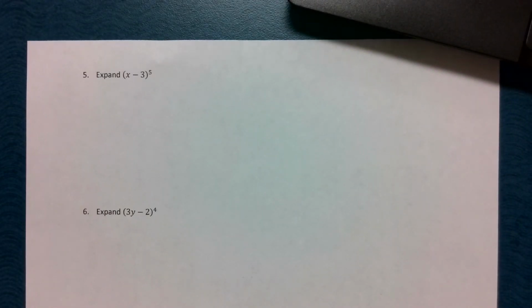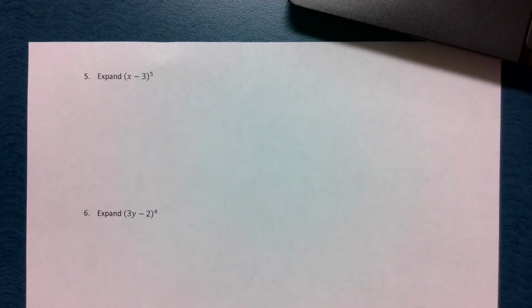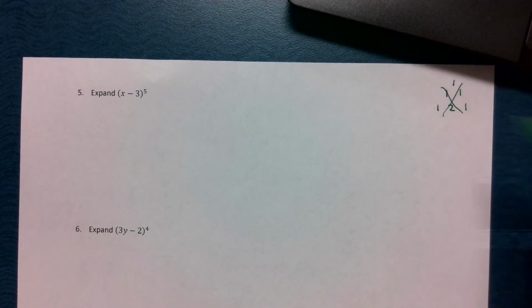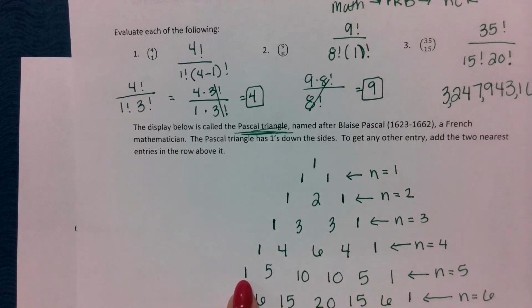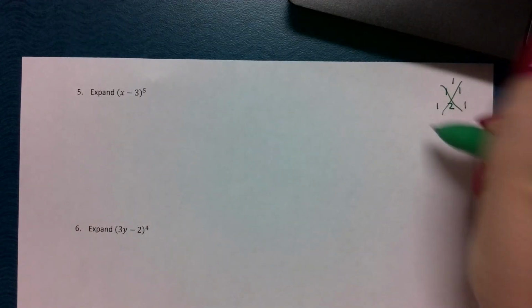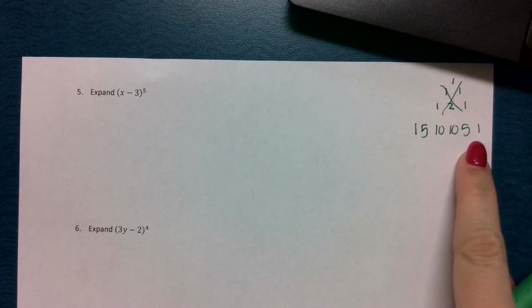The next problem here is x minus 3 to the 5th power. So if I wanted to expand that, I would need to use my Pascal triangle for n equals 5. If this was on the test, I'd go off to the corner, I'd go 1, 1, 1, 2, 1, and we'd go all the way down. Now we already did that, so I'm just going to look at what ours is. So n equals 5 is this row. It goes 1, 5, 10, 10, 5, 1. So that's what we're going to use.